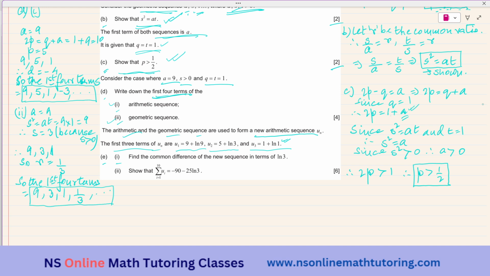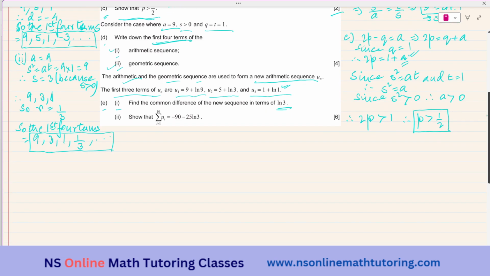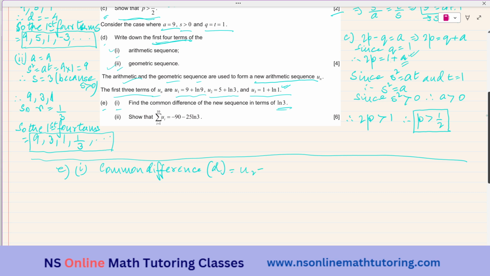Subpart I is saying find the common difference of the new sequence in terms of ln of 3, and it is an arithmetic sequence. Okay, so I, common difference, d is equal to u2 minus u1.